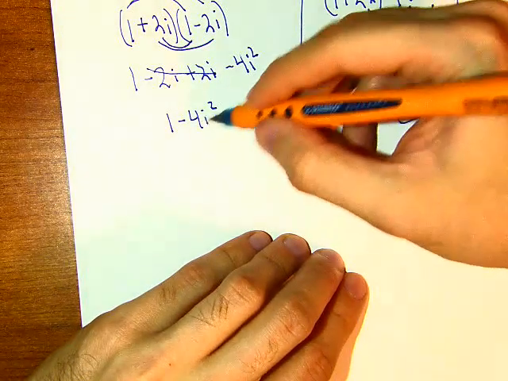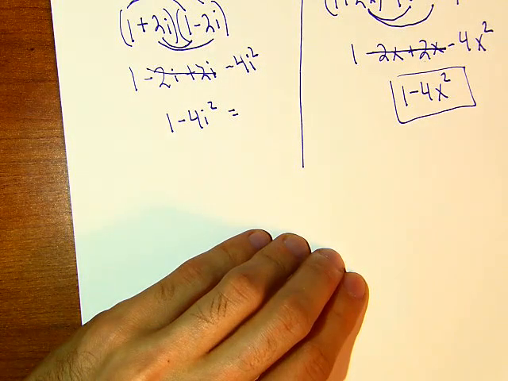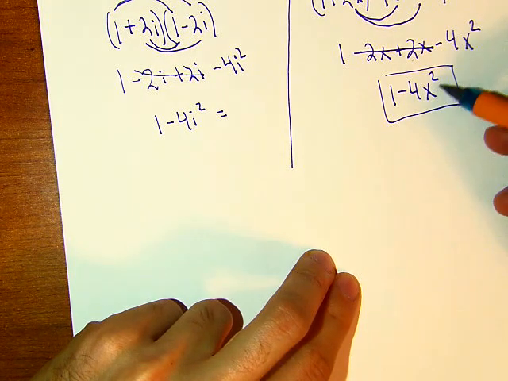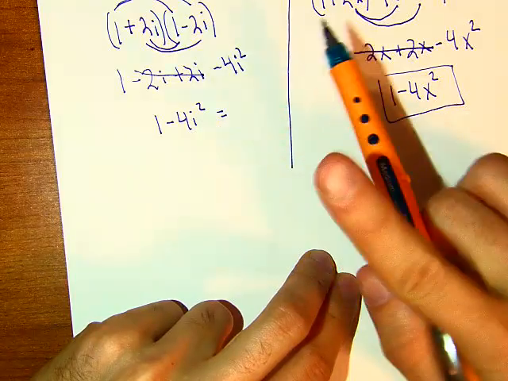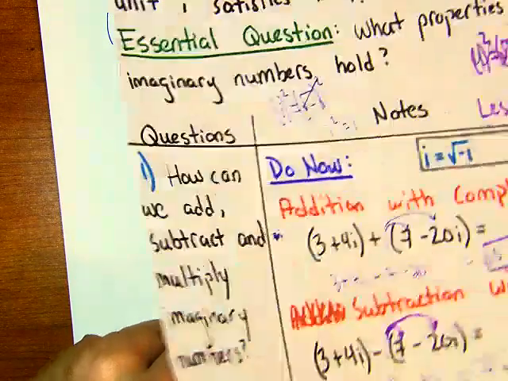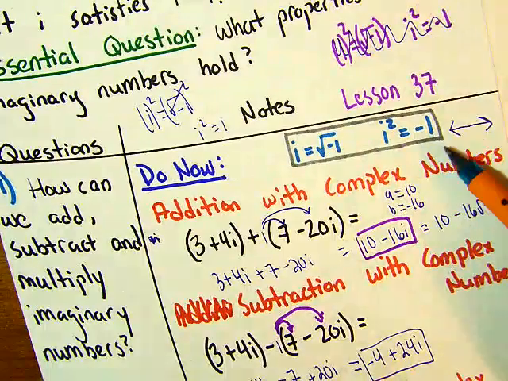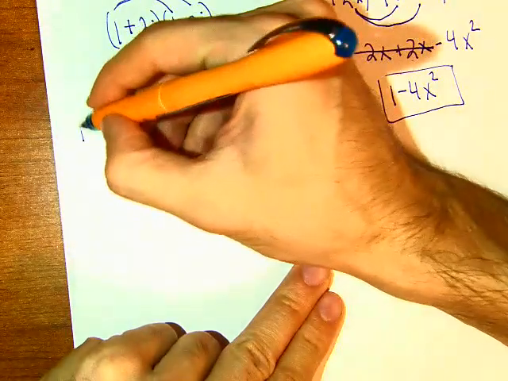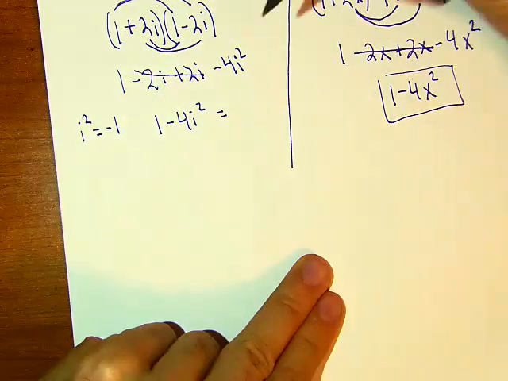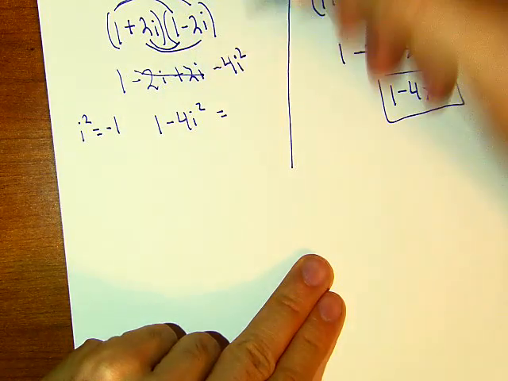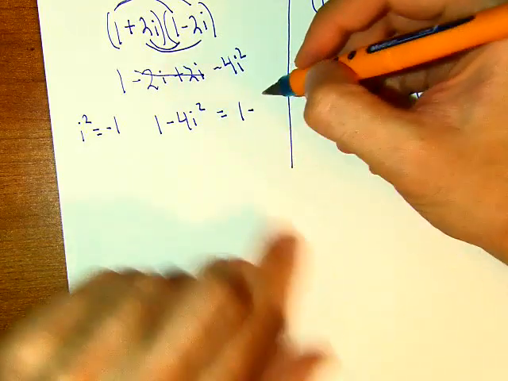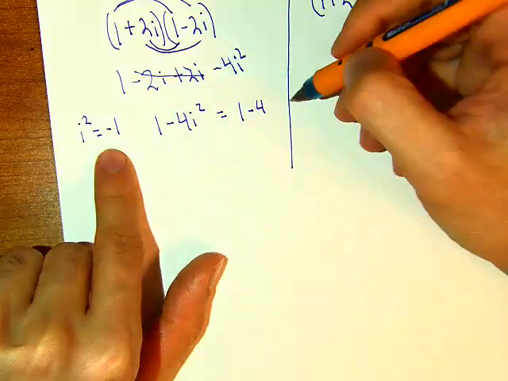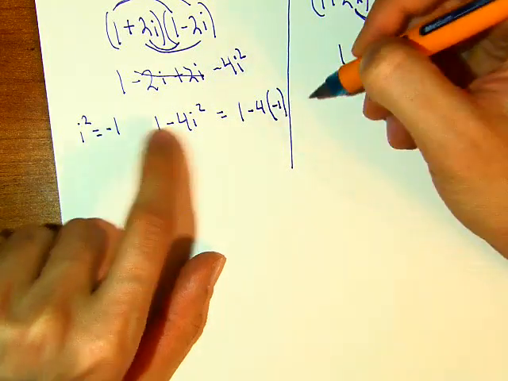And if you think that that's it, we're finished, well, remember, here, x squared can be anything, but i squared is equal to something. Remember, i squared is equal to minus 1. Okay? i squared is equal to minus 1. So 1 minus 4i squared, we can rewrite that as 1 minus 4, and look, the i squared is minus 1, so this becomes times a minus 1.